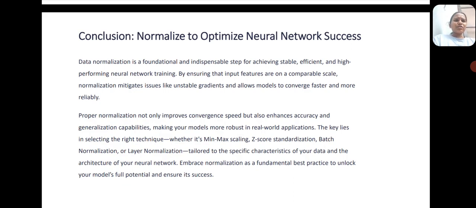Proper normalization not only improves convergence speed but also enhances accuracy and generalization capabilities, making your models more robust in real world applications. The key lies in selecting the right technique, whether it's min-max scaling, z-score standardization, batch normalization, or layer normalization, tailored to the specific characteristics of your data and the architecture of your neural network. Embrace normalization as a fundamental best practice to unlock your model's full potential and ensure its success.